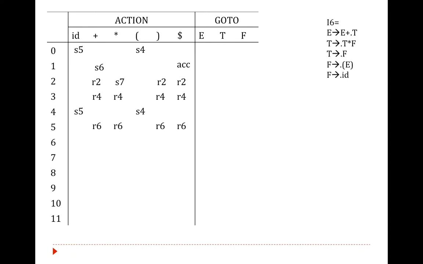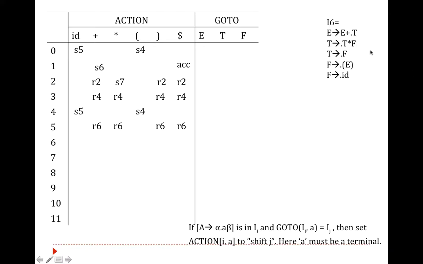Then the next, which is I6. Again, these two production rules satisfy rule number 1. Hence, the state I6 with the opening bracket goes to I4, and with ID it goes to I5. So it will be shift to 4 and shift to 5.